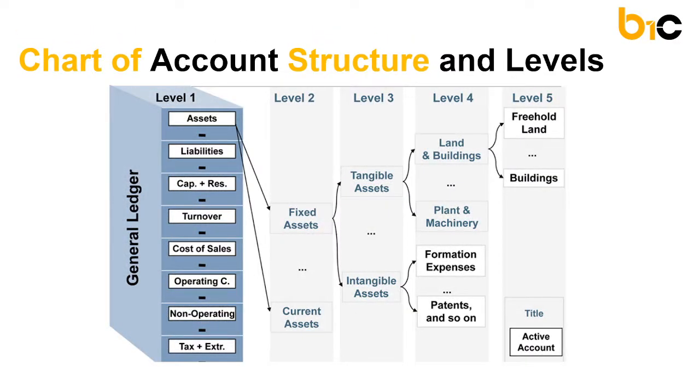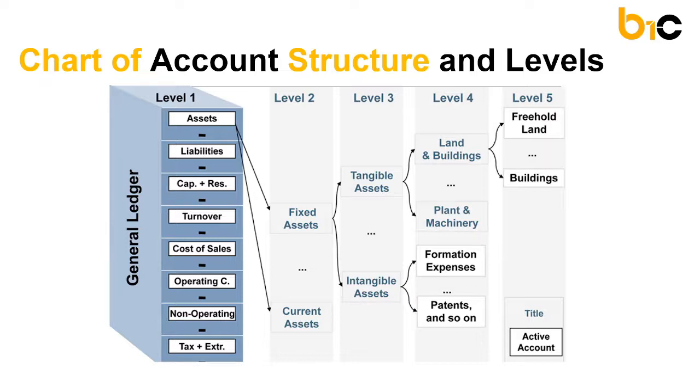A chart of accounts arranges a company's general ledger accounts in a hierarchical structure. The top level in the structure, Level 1, consists of sections or groups for different types of accounts: assets, liabilities, capital and reserves, turnover, and so on. The number of account groups depends on the localization that was selected when the company was created and cannot be modified by the user. The chart of accounts varies according to the company's localization.